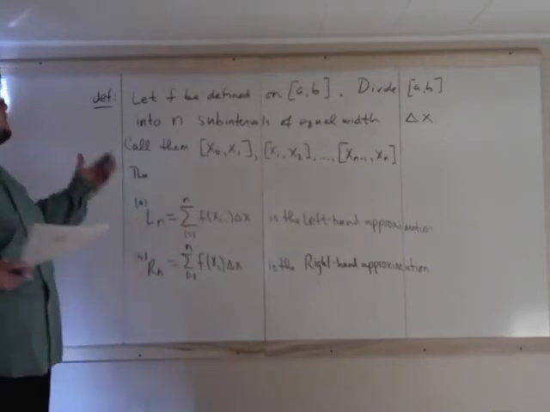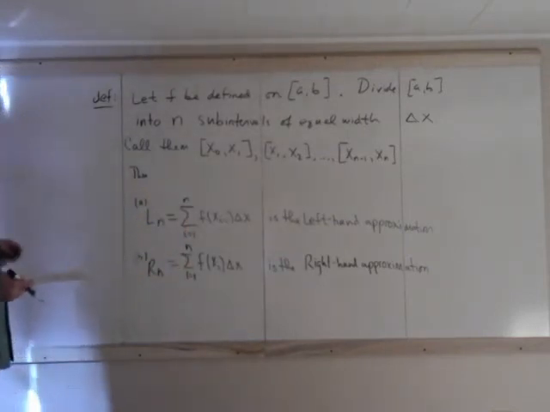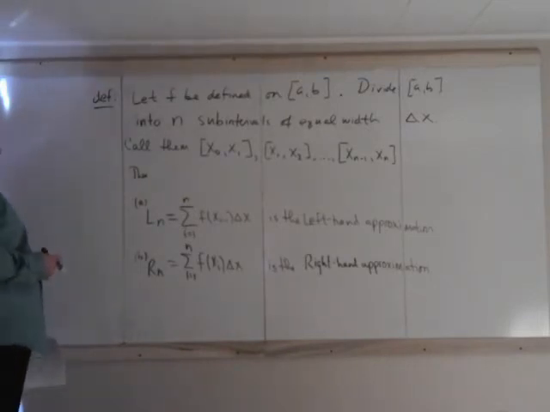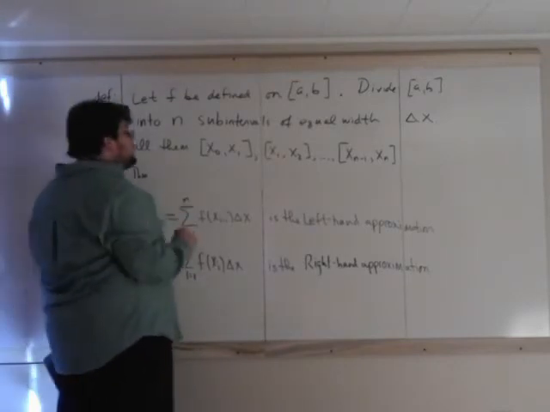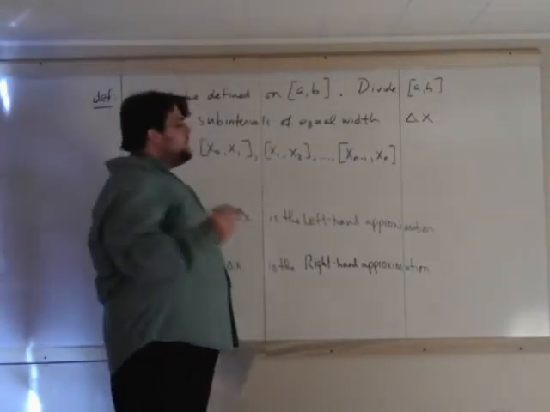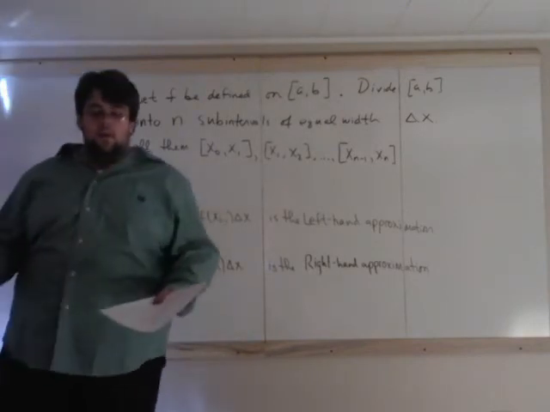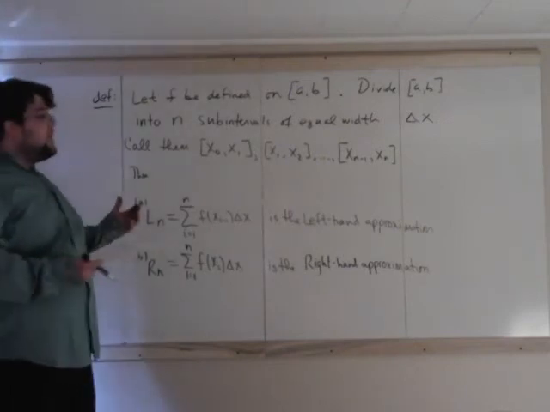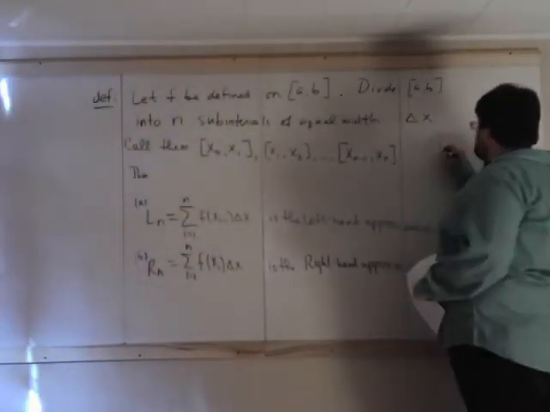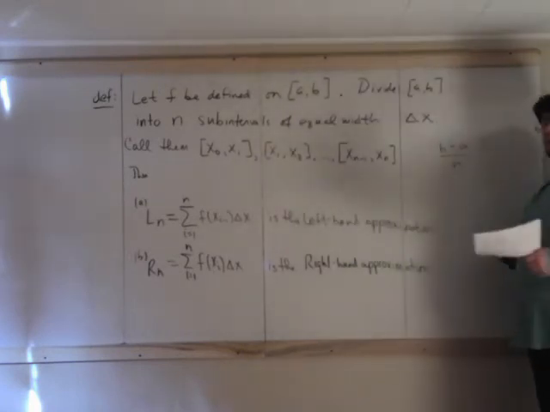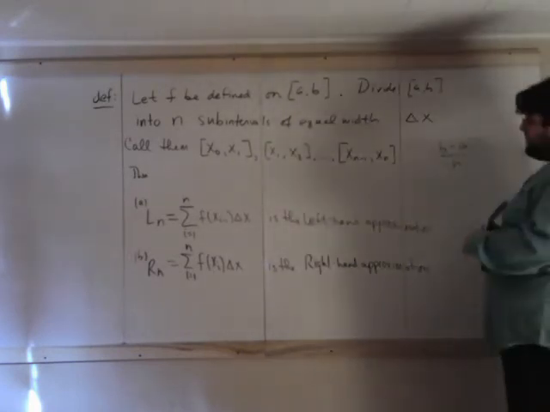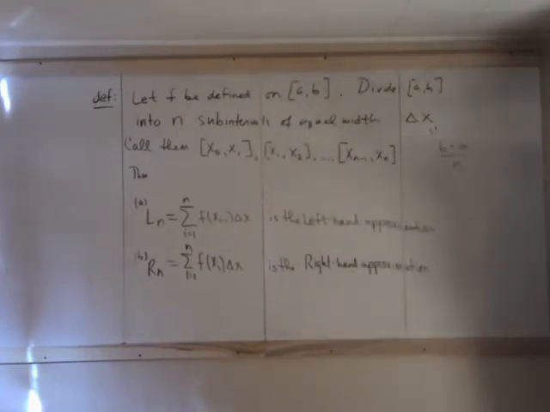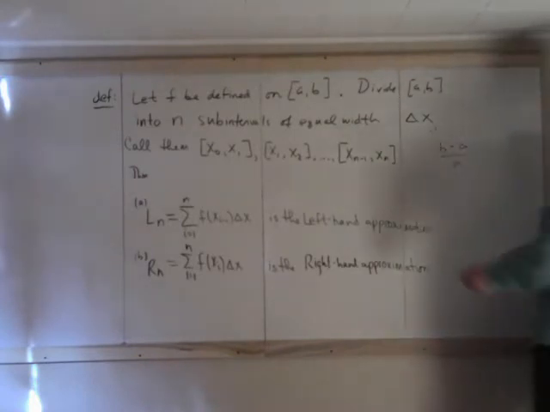And here we have the formal definition for these approximations. Let f be defined on the closed interval a to b. Divide that interval into n subintervals of equal width, and we're going to call that equal width for simplicity delta x. Based on those previous computations we did, we saw that that delta x was the same as b minus a over n. But for this definition, we're just going to call that delta x. But for our computations, we will think of it as the length of the interval divided into n pieces.